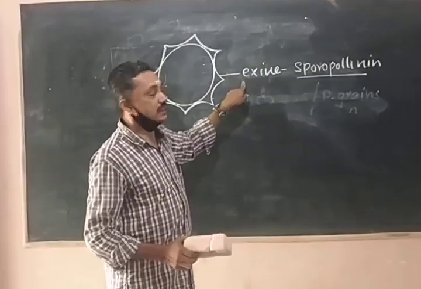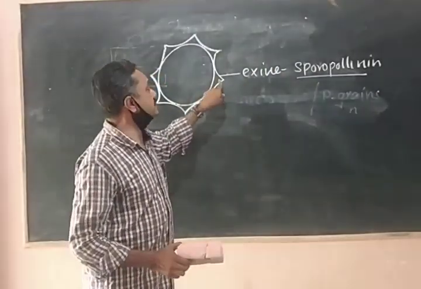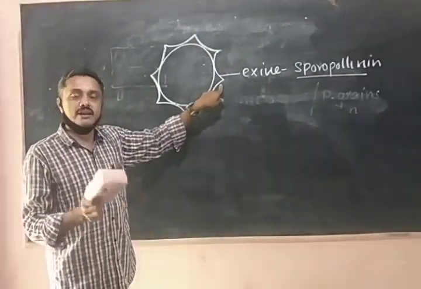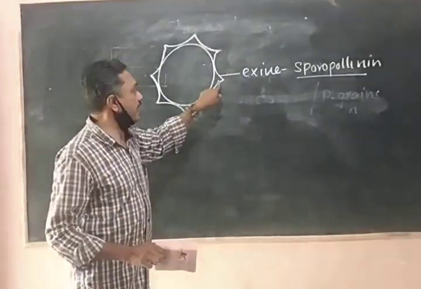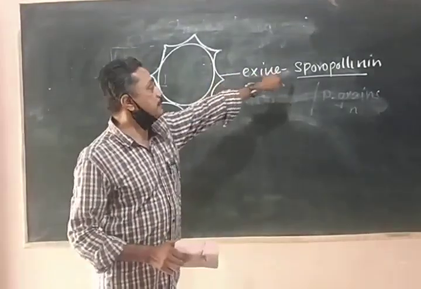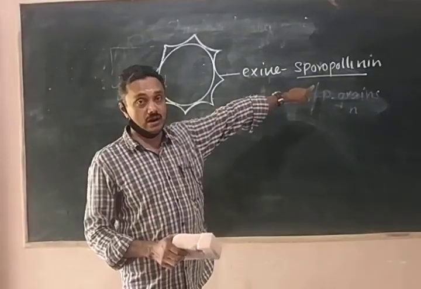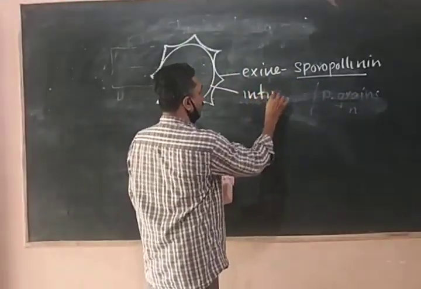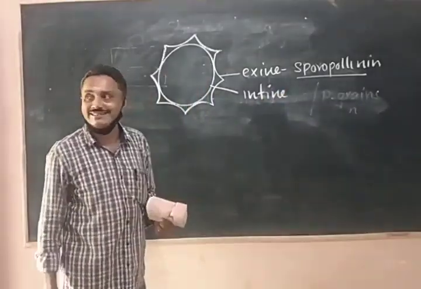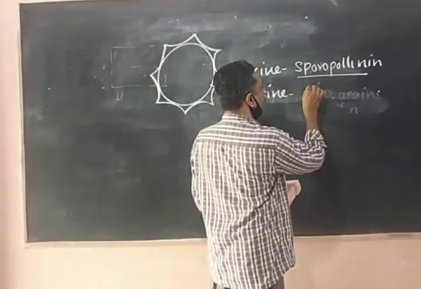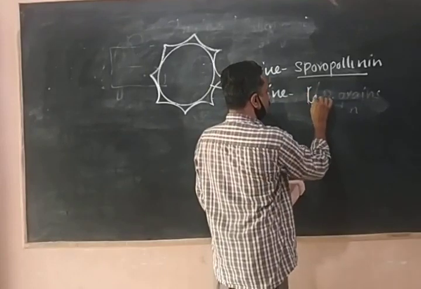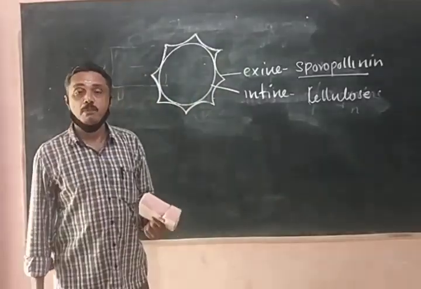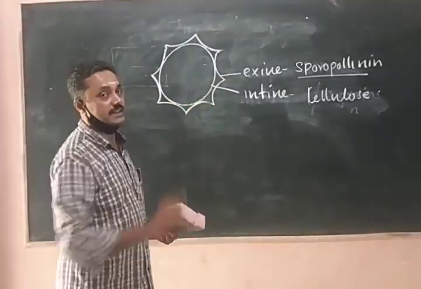The outer wall is called exine. It is somewhat spinous, spine-like in appearance, in some plants, but in certain plants it is smooth. Anyhow, the outer wall is called exine, made up of the strongest material of the living world. And the inner wall is called intine, and this is made up of the usual cellulose. So two layered coverings are there.